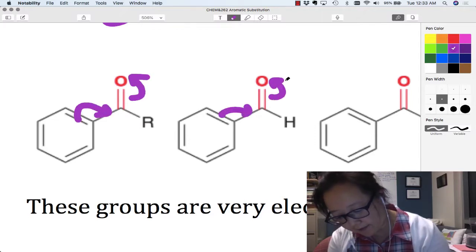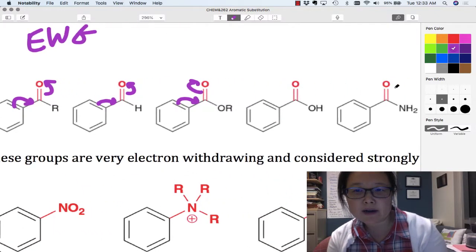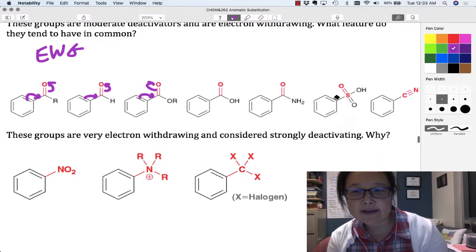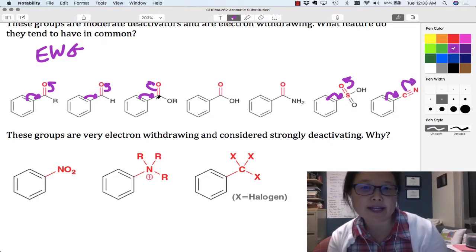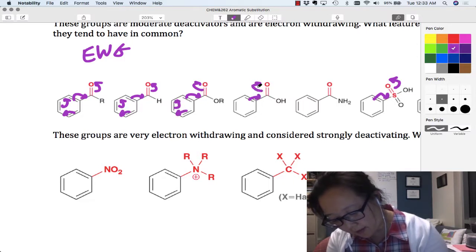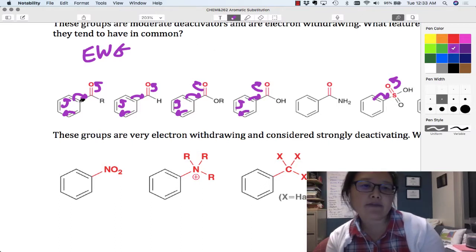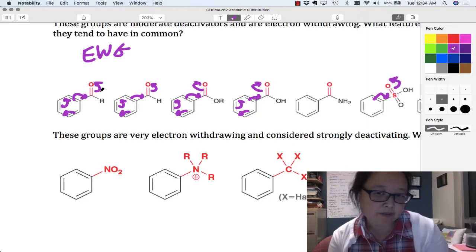So all of these have a carbonyl group or some kind of sp2 carbon on the ring, or even sulfur. All of these have this feature that the electrons can be pushed out of the ring, and not just one pi bond, but you can have it delocalized around the ring to lose some of that pi electron density. So these are all going to have the effect of electrons leaving the ring. That's why we're calling them electron withdrawing groups.